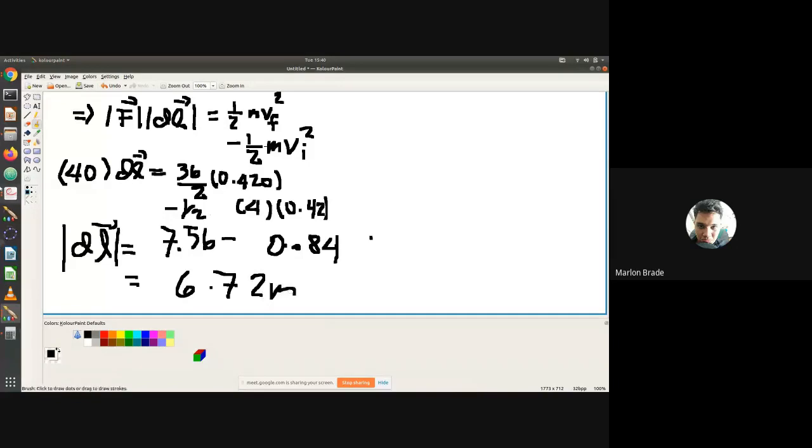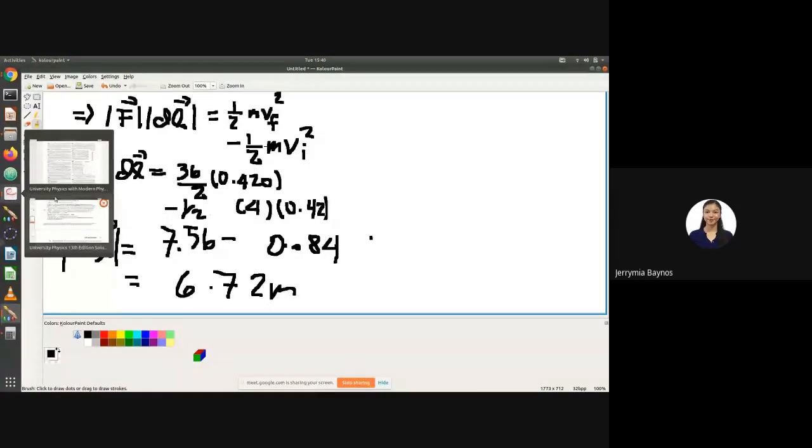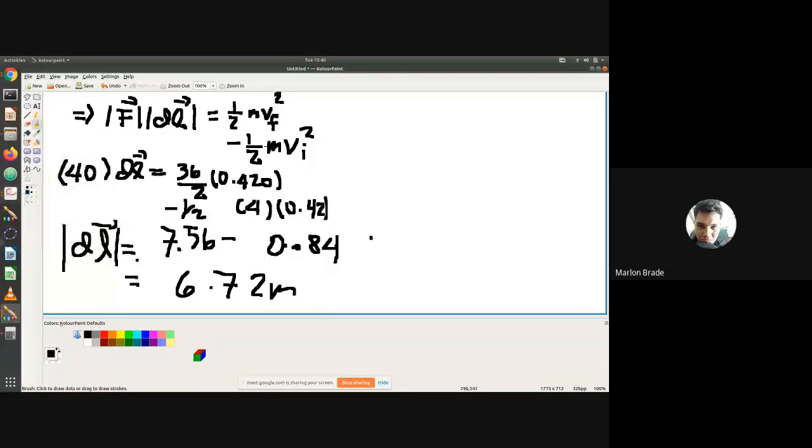So, ato sa i-check kung sakto ba. Divide 40. Okay. So, this is 1/40. So, pila siya? 0.17 meters?